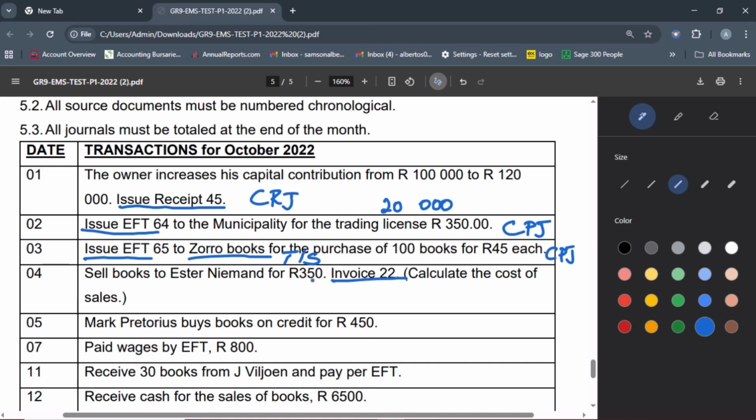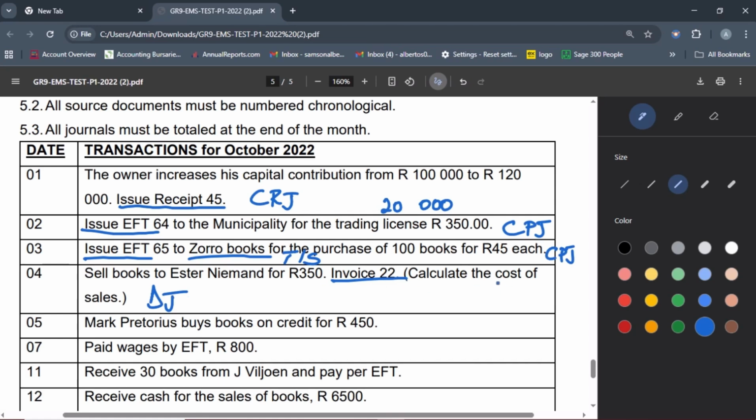So the selling price is already there. And the examiner is also helping us to say, remember, the moment you have the issue of selling, you must also calculate cost of sales. So which journal is this one? When you sell goods on credit to a customer, we make use of a DJ.